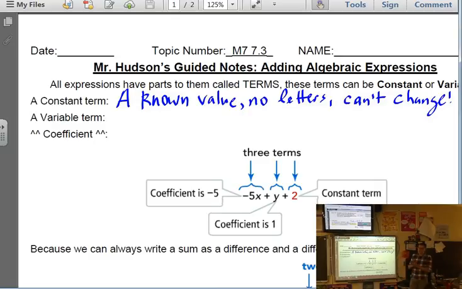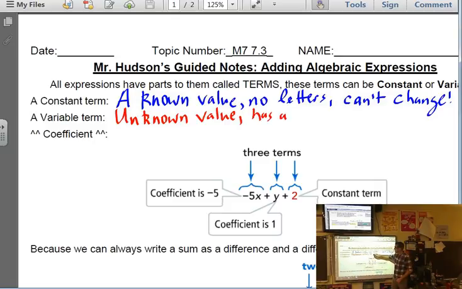A variable term, contrary to a constant. No? Well, it's unknown. So not that it can change, but it's unknown. Unknown value. Has a letter, or multiple letters. So we put the S in parentheses. Has a letter or letters.